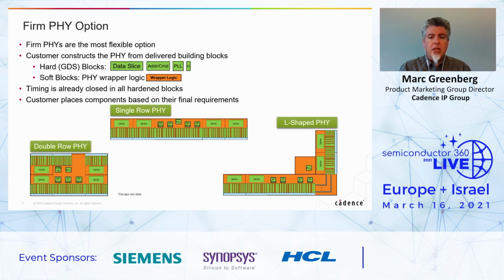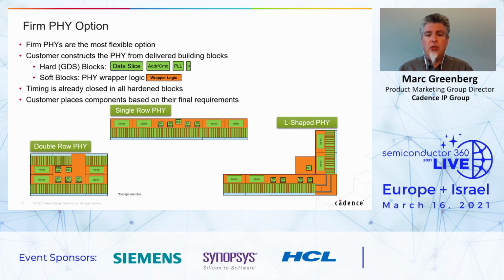So coming back to the PHY delivery options here, I want to show graphically the firm PHY option. And as I mentioned before, what we'll deliver here is what we call a slice-based PHY, where the green boxes here represent the parts of the IP that are delivered as GDS2. And there's various different components that are delivered as GDS2. And then you can assemble them into the topology of PHY that you want. We offer a range of different topologies. There's a lot of things that are possible here.